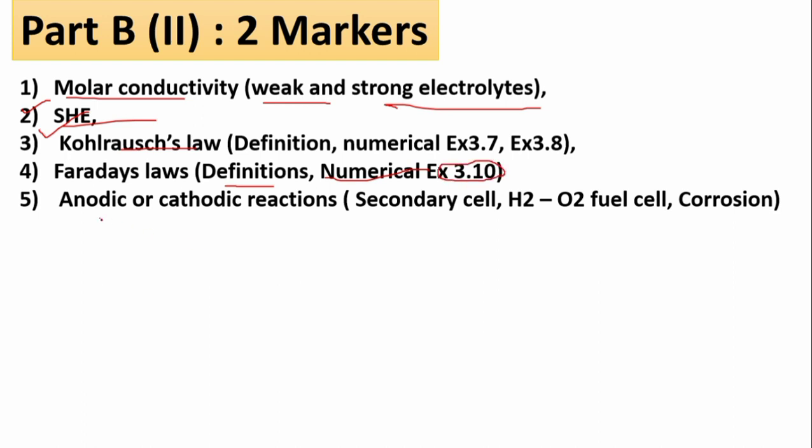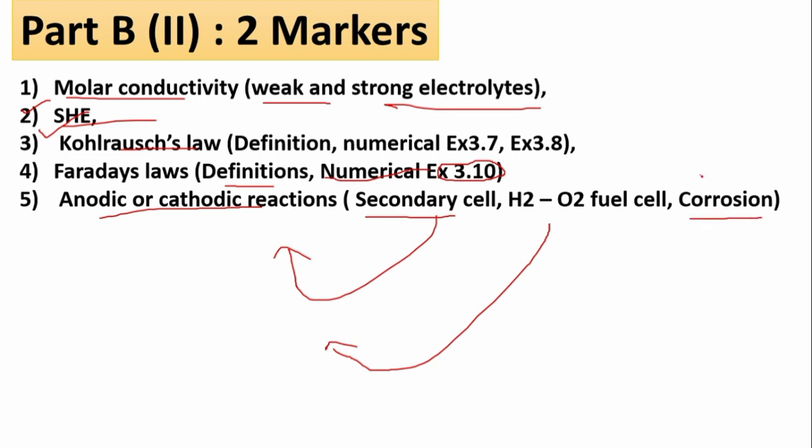Then anodic or cathodic reaction. See, at the anode or cathode, what reaction takes place in secondary cells. They may ask the anodic and cathodic reactions of secondary cells. H2O2 cells they may ask, and they may ask what is corrosion and methods to prevent corrosion. I cannot write it here, so I am saying it. What is corrosion carries 1 mark and method to prevent carries another mark.